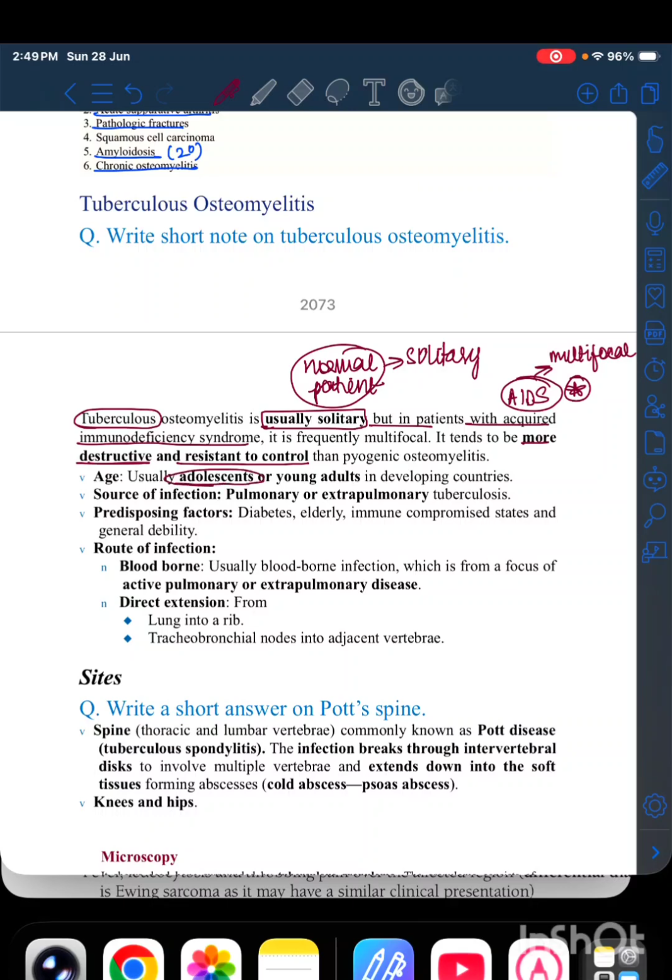It usually occurs in adolescents and young adults in developing countries. The source of infection can be pulmonary and extrapulmonary tuberculosis. Predisposing factors are other comorbidities, diabetes, immune compromised states. And then the route of infection: bloodborne infection, which is from a focus of active pulmonary disease or extrapulmonary disease. Direct extension from lung into a rib, tracheobronchial nodes into adjacent vertebrae.